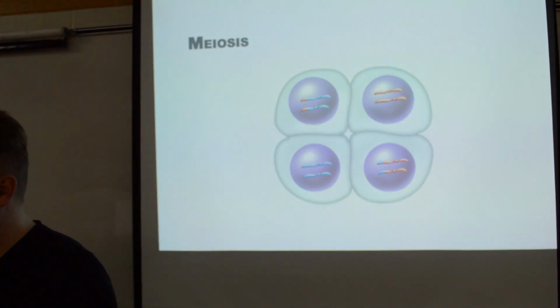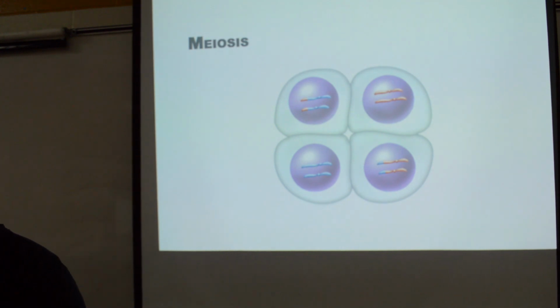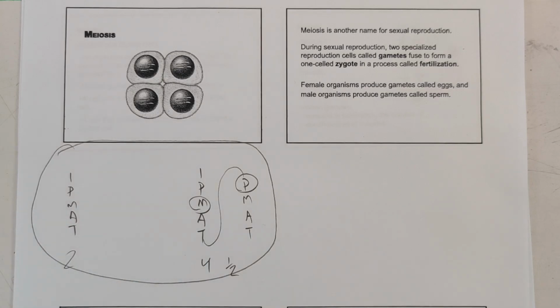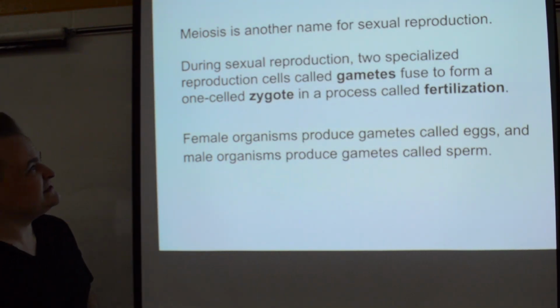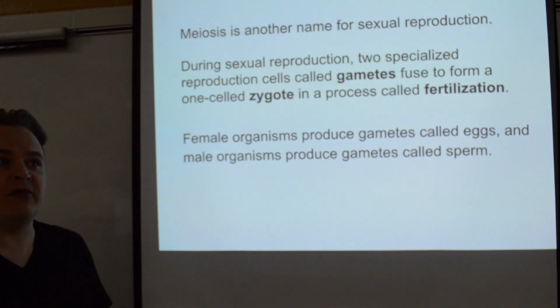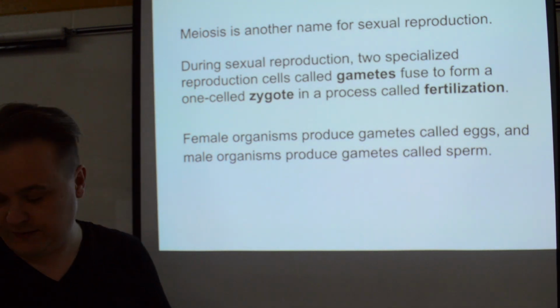So let's just get into it. You've already gotten these notes down off of the board that I wrote. Now, we're here. Meiosis is another name for sexual reproduction, or the making of sex cells, I would say.